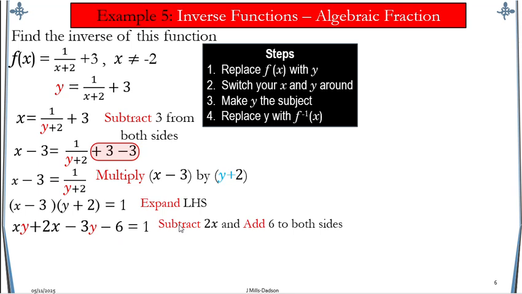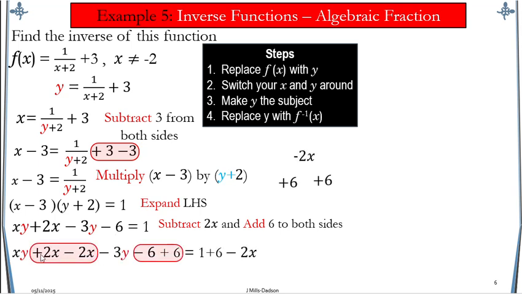Now the next step is to subtract 2x and add 6 to both sides. The reason we are doing this is that we just want y to be on its own. So we are subtracting 2x so that we can get rid of 2x. We're also going to add 6 so that we can get rid of this minus 6. You can do it step by step, but I'm trying to do all at the same time. So this minus 2x will take away this 2x, and I have the minus 2x here. This plus 6 will take away the minus 6, and I have the plus 6 here.